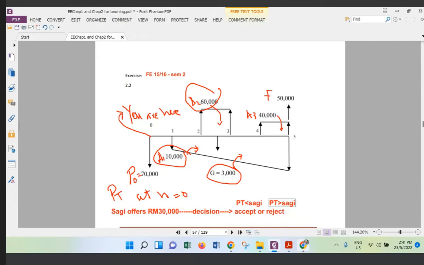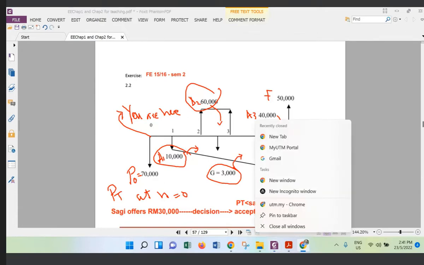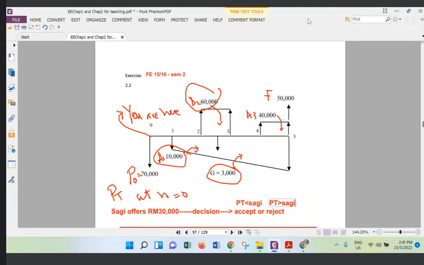Do you understand my question? Okay, you said you understood. You want to accept offers from SEGI if your P total is less than what has been offered by SEGI. So the P total we are talking about here, is it income or expenditure? Income.